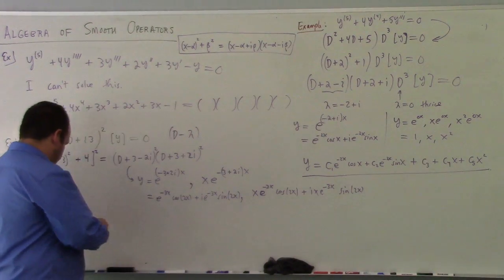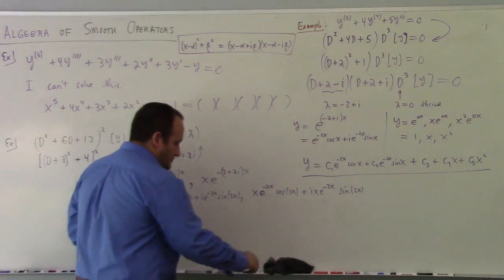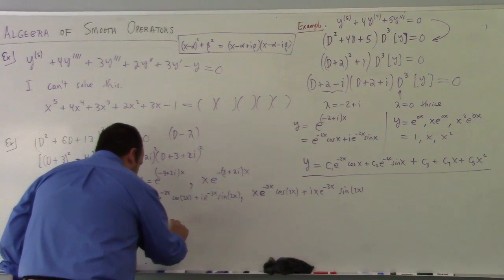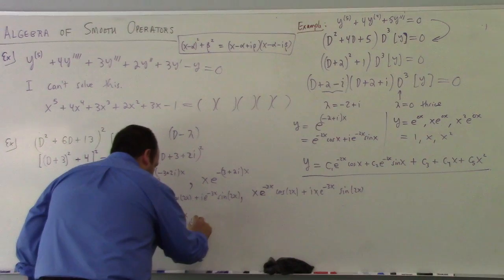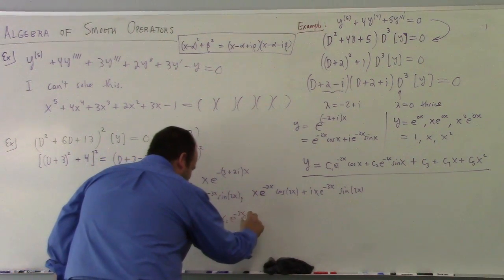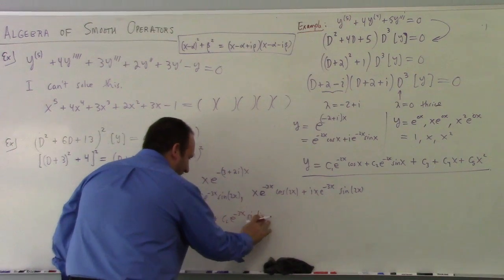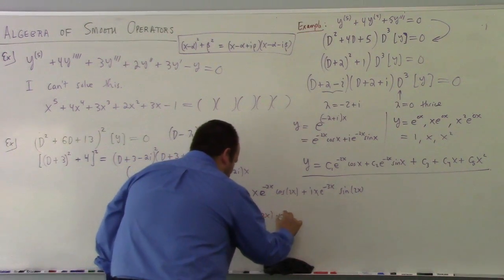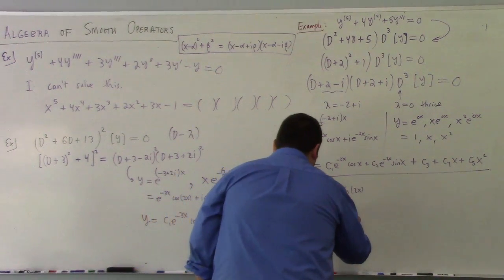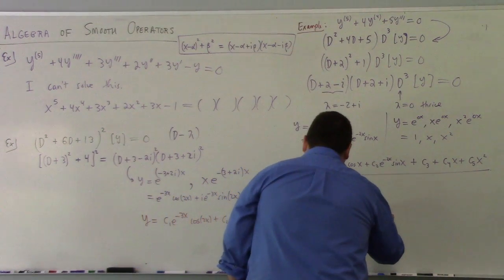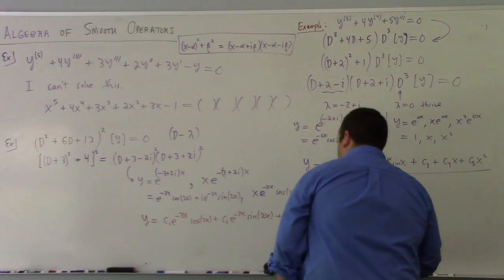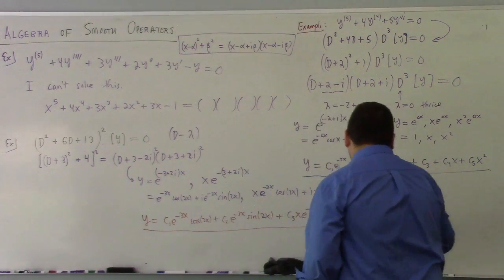And so my general solution: y equals c1 e to the minus 3x cosine 2x, plus c2 e to the minus 3x sine 2x, plus c3 x e to the minus 3x cosine 2x, plus c4 x e to the minus 3x sine 2x. There you go. That is the general solution to this fourth order problem.